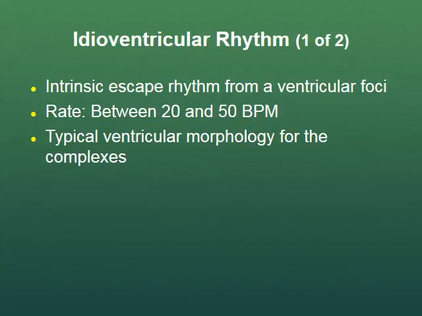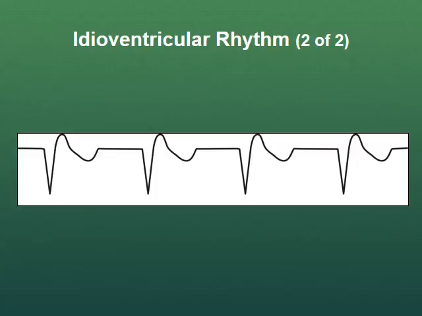So idioventricular rhythms. This is the intrinsic escape rhythm from a ventricular focus. The rate is typically between 20 and 40 beats a minute. Anything over 40 is usually going to be considered accelerated for the ventricles. You're going to see the typical wide, bizarre ventricular morphology for the complexes. Here's our example of an idioventricular rhythm. We don't have the boxes behind to measure the rate, but we can just assume that it's about 40 beats a minute.